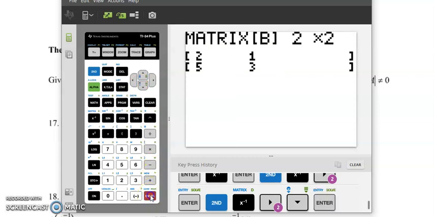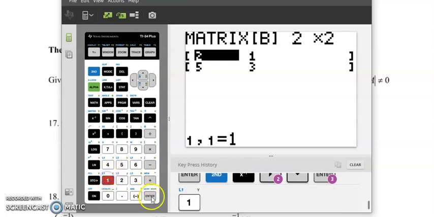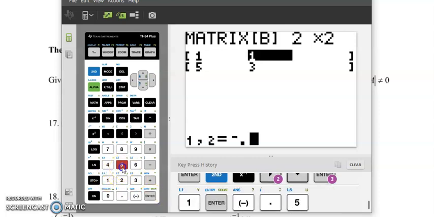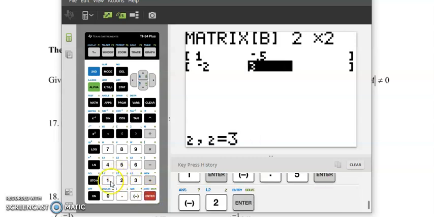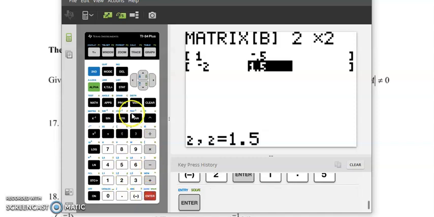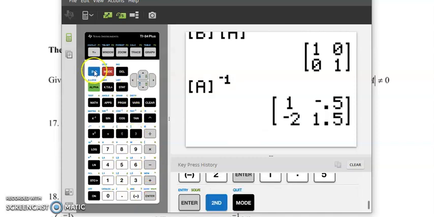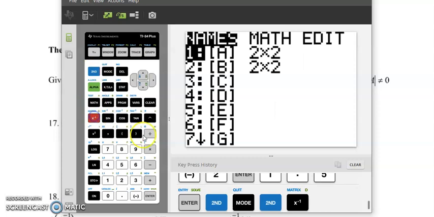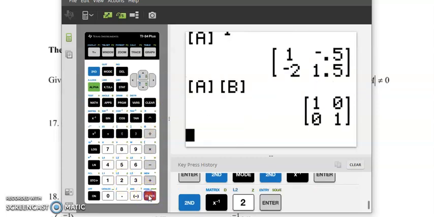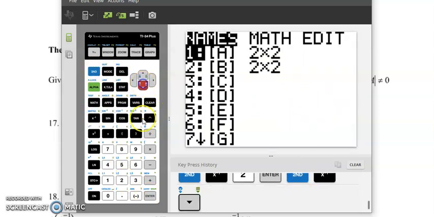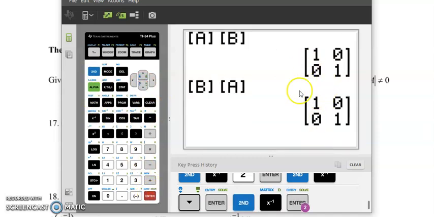So I'll go into my 2 by 2 matrix here, matrix B, and I'm going to put in 1, -0.5, -2, and 1.5. So let's prove that these are inverses by using matrix multiplication. We're going to take first A times B, hit enter. Look at that, I get the identity matrix. Then we need to also do B times A and make sure we get the identity matrix again.